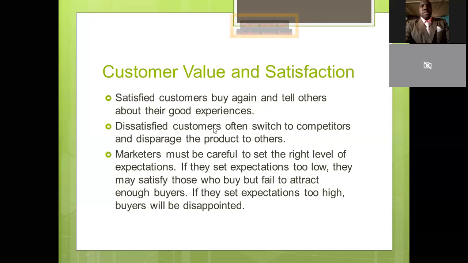All right, we're continuing customer value and satisfaction. Satisfied customers buy again and tell others about their good experiences. Dissatisfied customers often switch to competitors and disparage the product to others. Meaning, they tell others that it is bad. Marketers must be careful to set the right level of expectations. If they set expectations too low, they may satisfy those who buy but fail to attract enough buyers. If they set expectations too high, buyers will be disappointed. So there has to be a middle ground here.